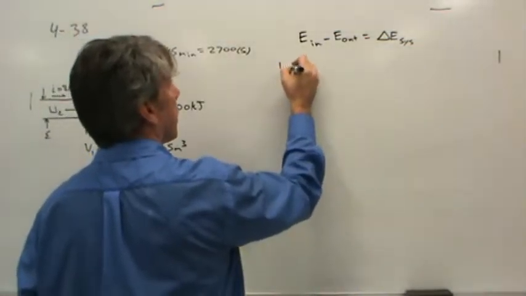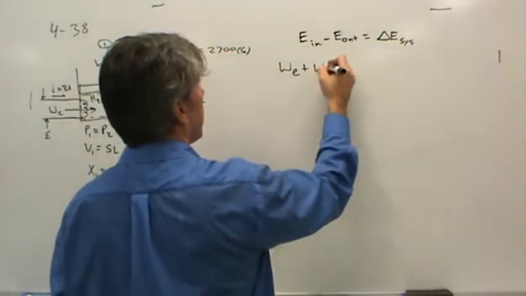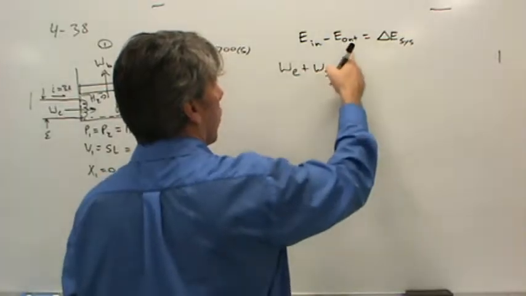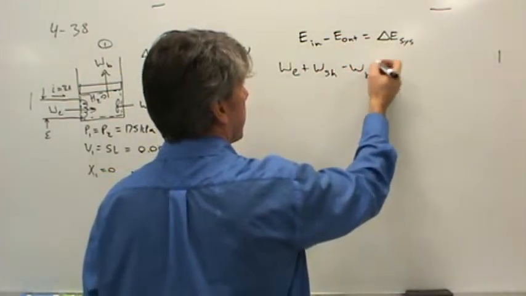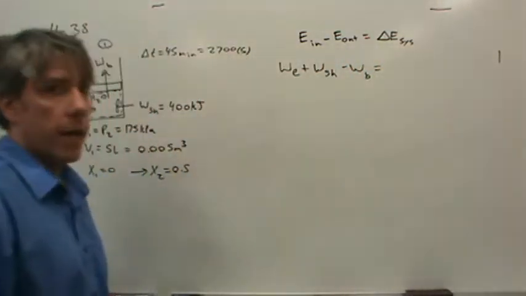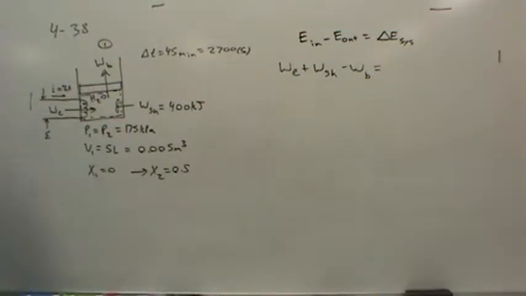So what goes in? Well, electrical work goes in. Also, shaft work goes in. What goes out? Good. Boundary work. Now, how does this system store energy?